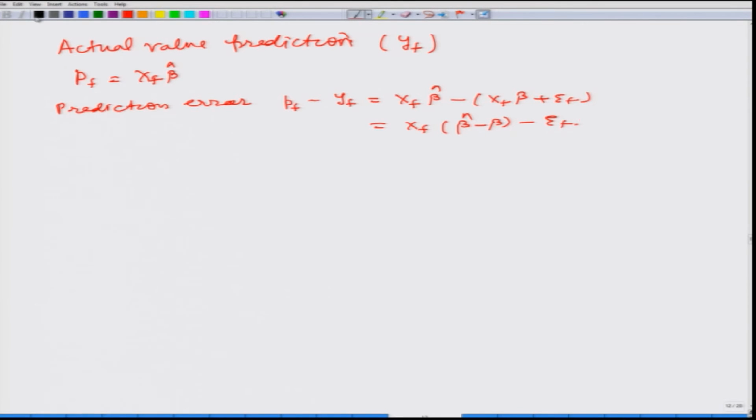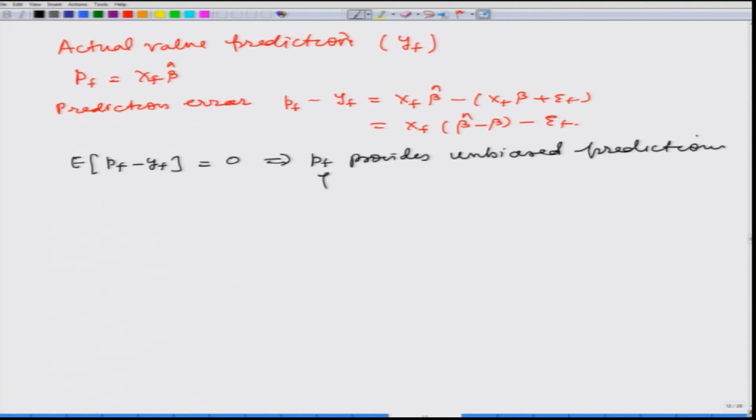Now, we take its expectation, and we find that the expected value of Pf minus Yf comes out to be a null vector, because the expected value of beta hat is equal to beta and the expected value of epsilon f is equal to a null vector. So, this implies that Pf provides unbiased predictions for Yf. Next, we find its predictive covariance matrix.